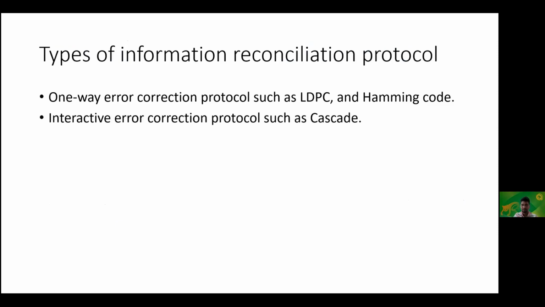Now, there are basically two types of error correction protocol. One is one-way error correction, where, just as we saw, Alice computes some kind of syndrome and then sends it to Bob. Examples are LDPC and Hamming code. And then there are interactive error correction protocols, where Alice and Bob talk to each other back and forth. Every time they send a very small amount of information to each other, but then they are able to eventually recover their correct message.